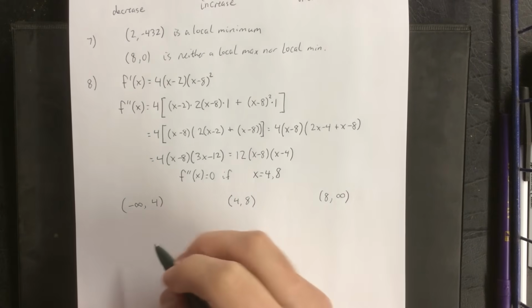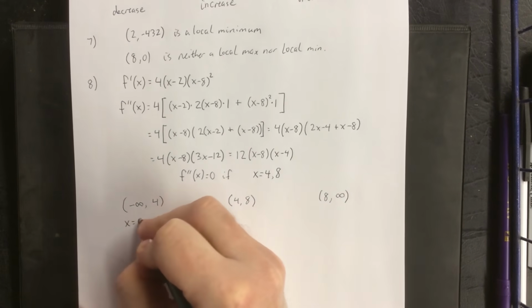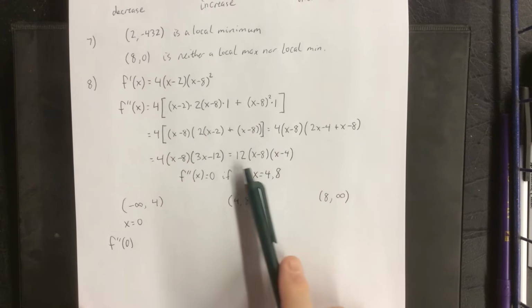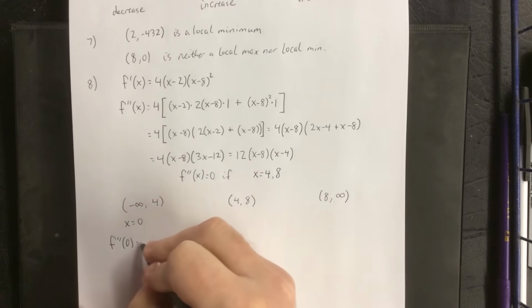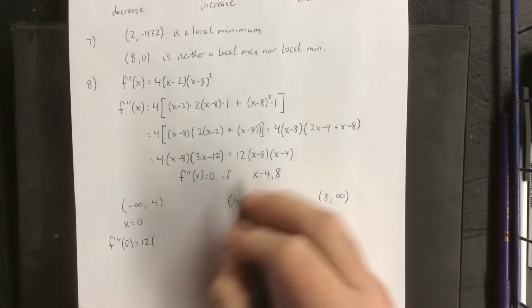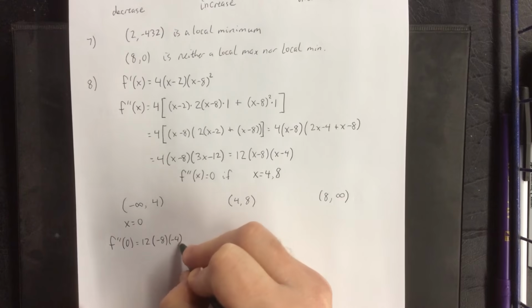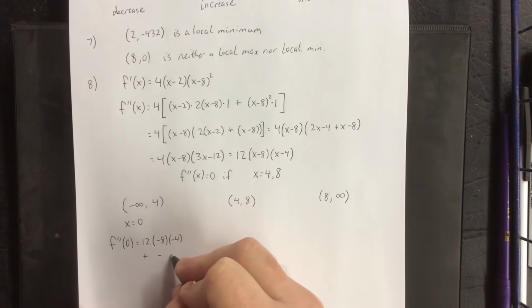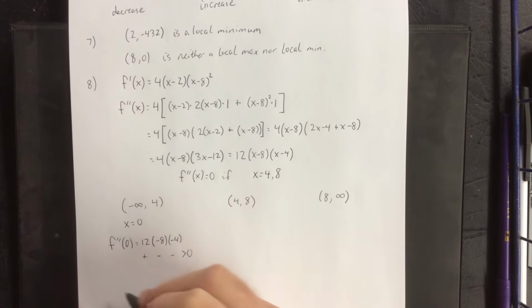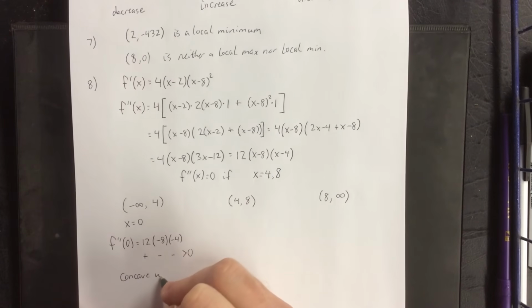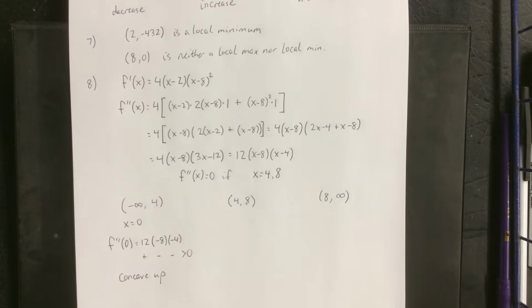So for negative infinity to 4, let's plug in x equals 0, and we'll plug that into the factored version of the second derivative. This will be 12 times negative 8 times negative 4. That is positive times negative times negative. That is going to wind up being positive. On this interval, our concavity is going to be concave up.